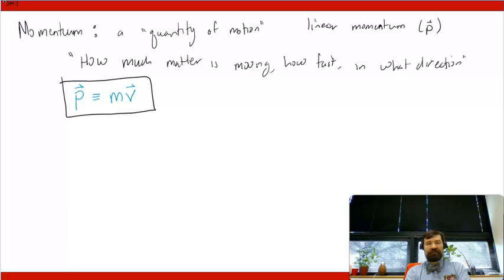Okay, how much? That's the m. How fast? That's the magnitude of the v. In what direction? That's the direction of the v. So this is your linear momentum. Therefore, a larger object moving faster will have a larger momentum than a smaller object which is moving more slowly. Now note that it's a vector quantity and therefore it has a magnitude and a direction to it. The unit, for what it's worth, is the Newton second, at least in the MKS SI system.